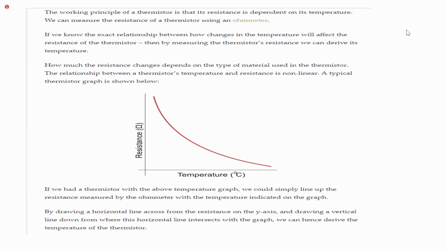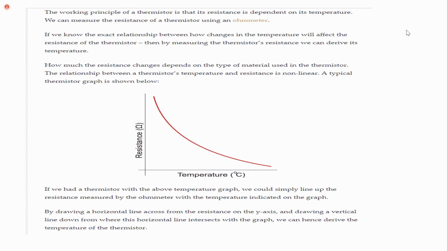The working principle of a thermistor is that its resistance is dependent on its temperature. We can measure the resistance of a thermistor using an ohm meter. If we know the exact relationship between how changes in temperature affect the resistance of the thermistor, then by measuring the thermistor's resistance, we can derive its temperature.